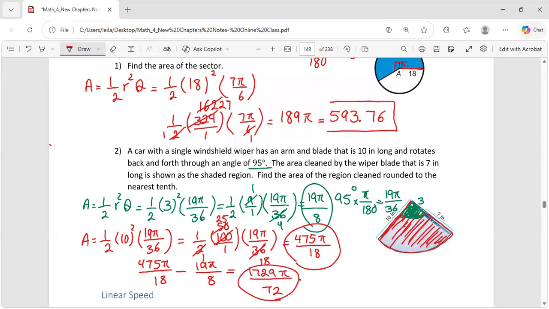But if you don't want to keep it in terms of pi, you need to use the pi key, and you will get 75.4. Since the radius is in inches, the area is in square inches, because when we are talking about area, it is always in the square of the unit. So if the radius is 7 inches, the area is 75 square inches.